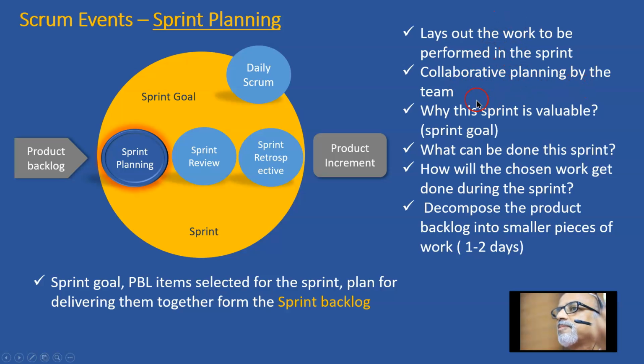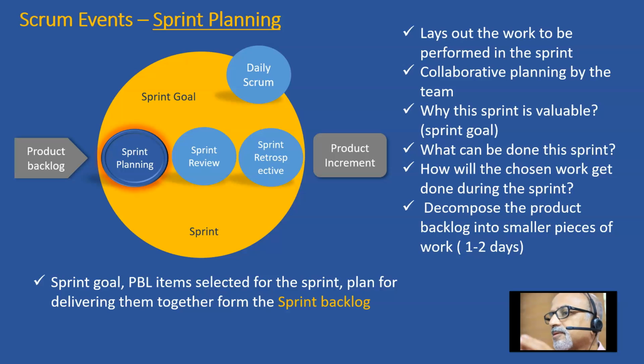So it is a collaborative planning by the team, and they ask questions like why this sprint is valuable, what is the value this sprint must be delivering. So we come out with a sprint goal. So no point in doing a lot of discrete things. No point in developing a lot of features halfway through. So if every sprint can deliver a concrete value, then it is better. So we have to define the goal of the sprint so that all the features that are taken up within the sprint cumulatively deliver that value.